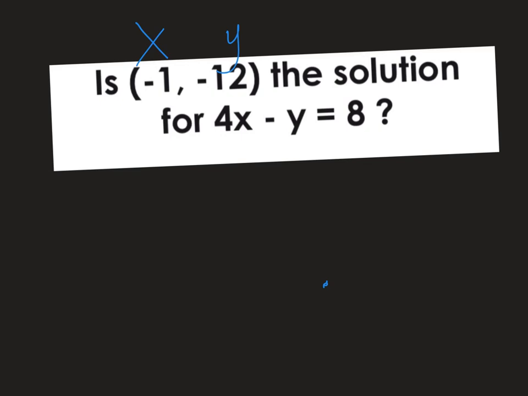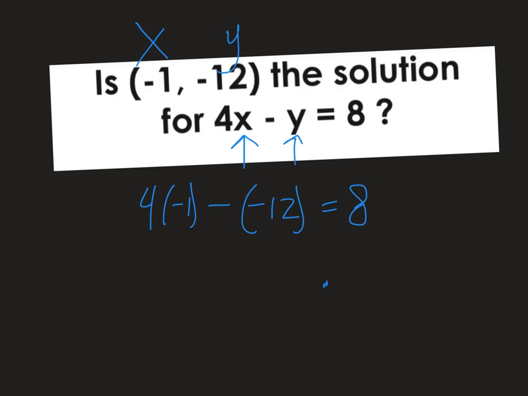All right. So notice there's an x and a y here, so we are going to substitute those values respectively. So 4 times -1 minus -12 equals 8. So all I'm going to do is solve and see if this is true.